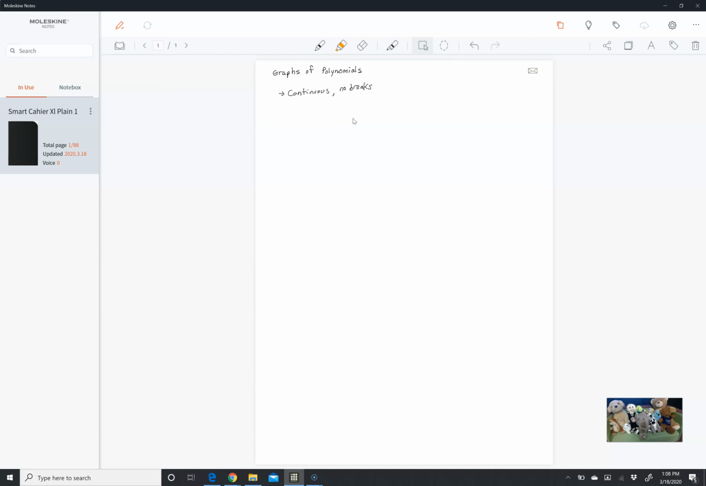So as you do more and more functions, not in this class, but in future classes, you'll see that sometimes you actually have to pick up your pen when you do graphs. So continuous would be no breaks, like this. Discontinuous might look like this. Okay, there is a break in the graph then. So all polynomial graphs are continuous. And if it's discontinuous, then it would not be considered a polynomial.